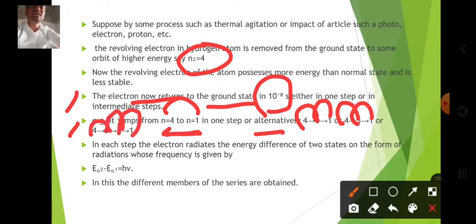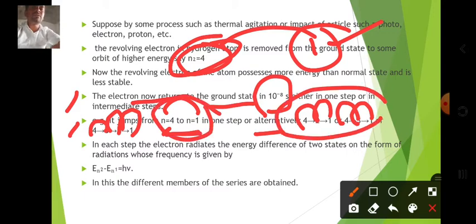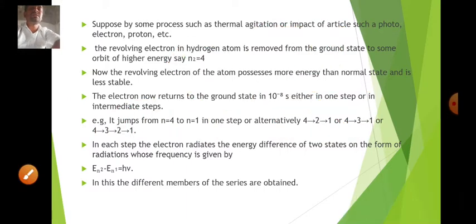So finally, where it has to come, it must come to the first state, right? The first state means the ground state. So from here to here, how many paths and how many steps does it follow? It may follow these steps. If it follows one path, then the other paths cannot be followed, so any one of these paths may be followed. That is the meaning of this, right?